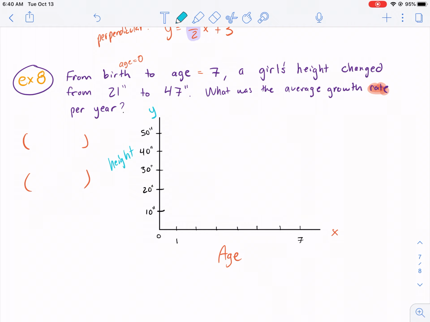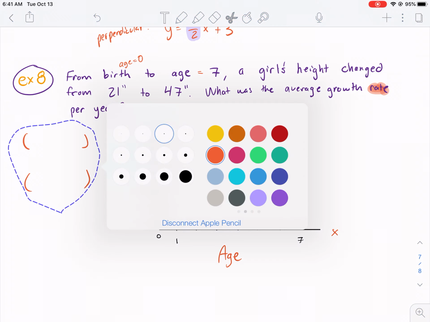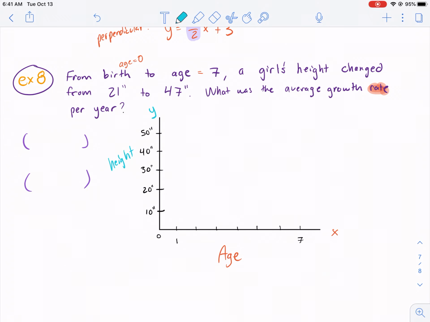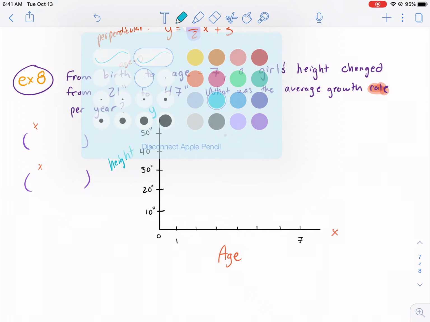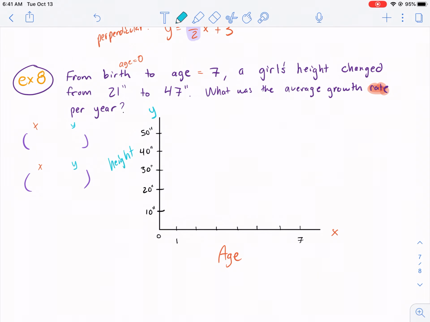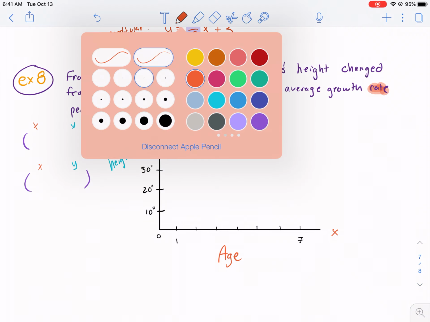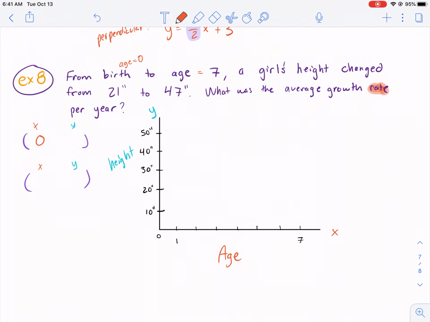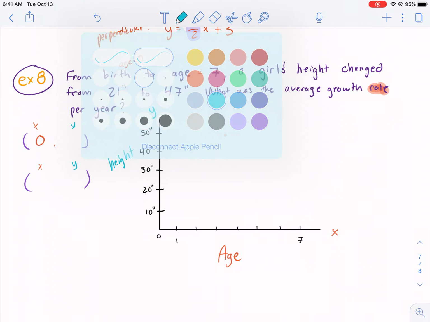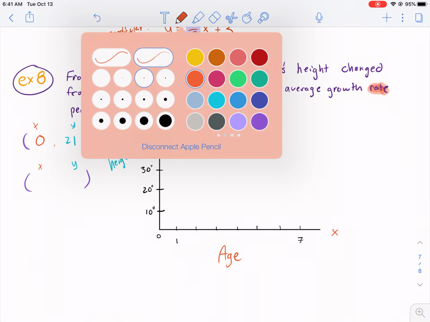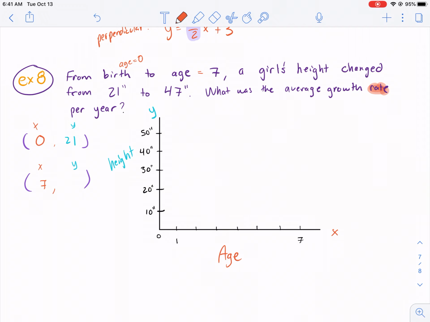So we have our age is going to be the, let me change this to purple. Style purple. So we know our x is going to be in this location right here, and then our y is going to be in the right location for the ordered pair. Okay. So age 0, okay, how tall? So it changed from 21 inches to 47 inches. So when they were 0, they were 21 inches. And then when they were 7, they were 47 inches.